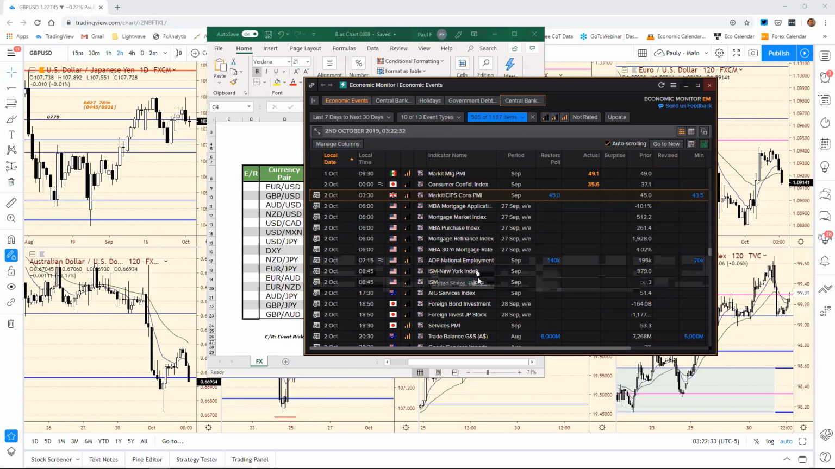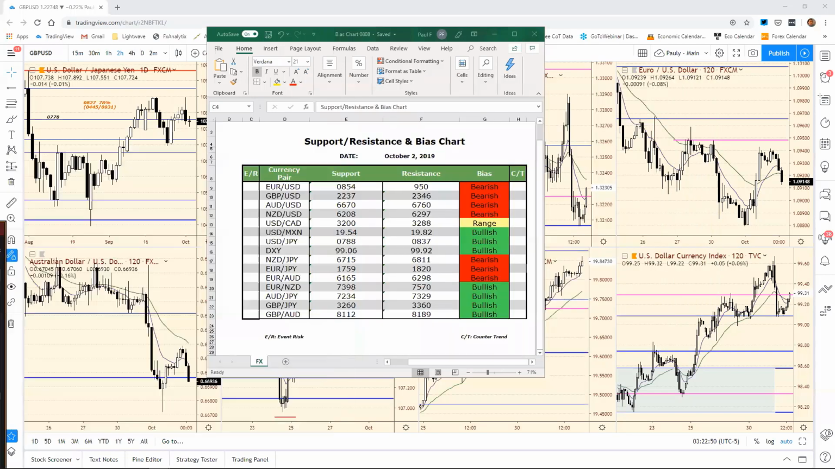ISM New York Index is also at 9:45 Eastern, and so once again, like I said, it's going to be a relatively quiet session, with the exception of that. But obviously, there'll be a big focus on ADP numbers. And let's see on here, they're looking at 195,000. Could possibly see a big dip there.